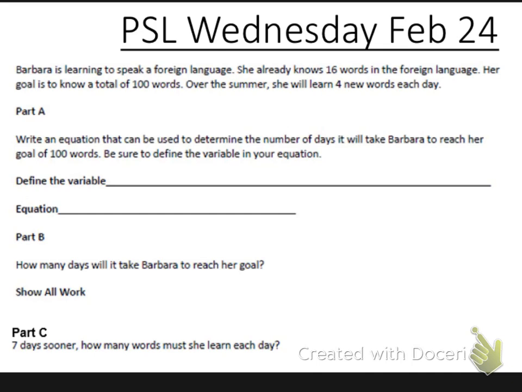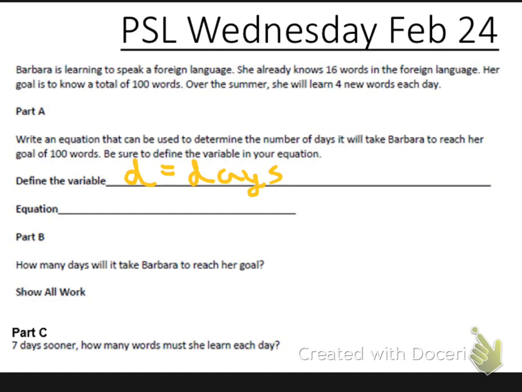So part A is asking us to write an equation that can be used to determine the number of days it will take Barbara to reach her goal of 100 words. Be sure to define the variable in your equation. So the first one here asks us to define our variable. You can use any letter, but for me, I'm going to use D because I'm going to have it stand for the number of days. So I've got D equals days.